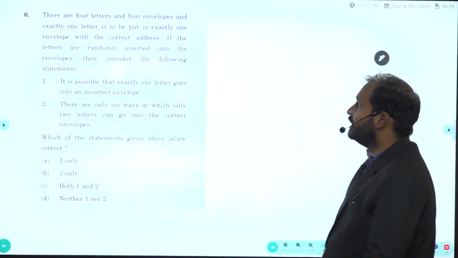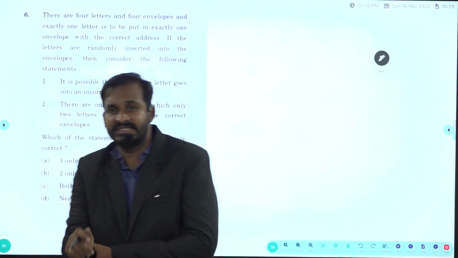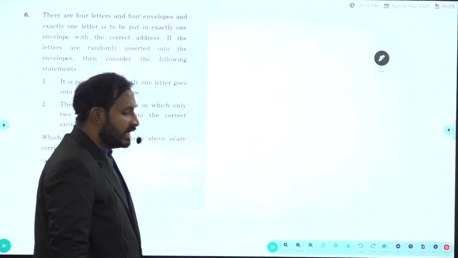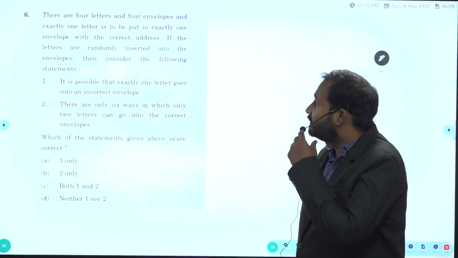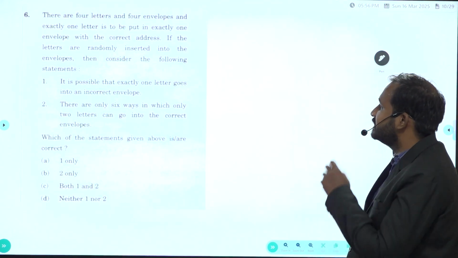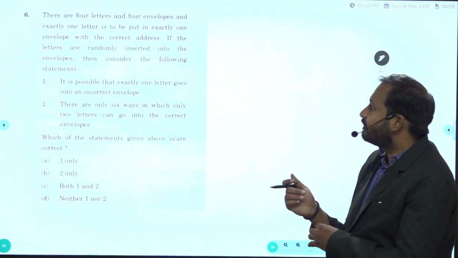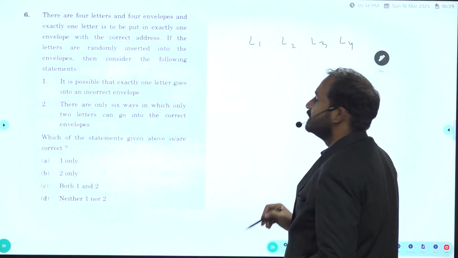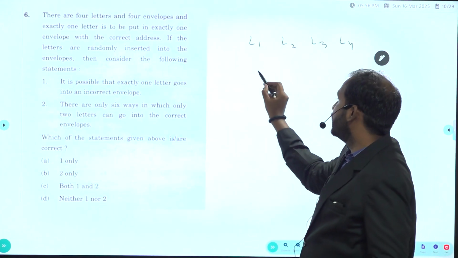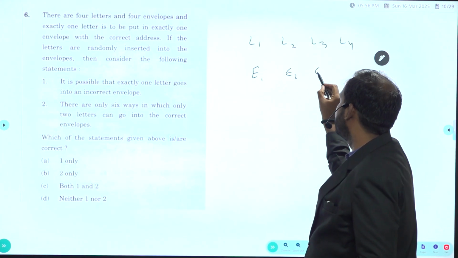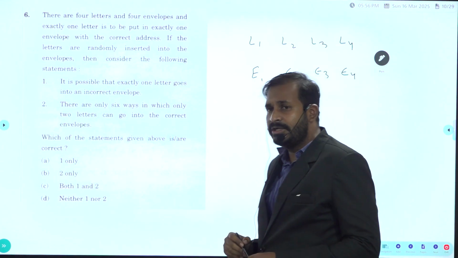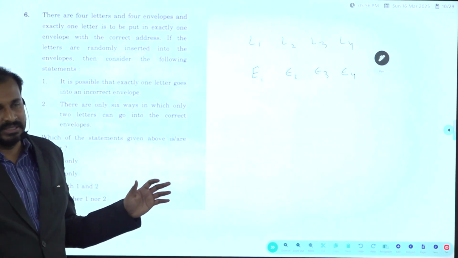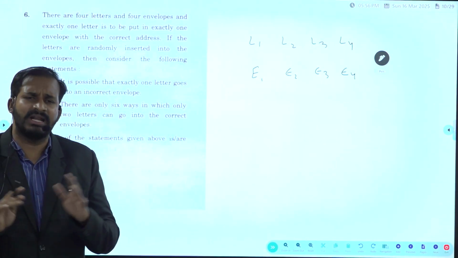Next. There are 4 letters and 4 envelopes, and exactly one letter is to be put in exactly one envelope with the correct address. If the letters are randomly inserted in the envelopes, then consider the following statements. We have letter 1, letter 2, letter 3 and letter 4, and there are 4 envelopes also: envelope 1, envelope 2, envelope 3 and envelope 4. You need to put these 4 letters into the 4 envelopes randomly. There is no order that L1 should go to E1 like this, but they are placed randomly.